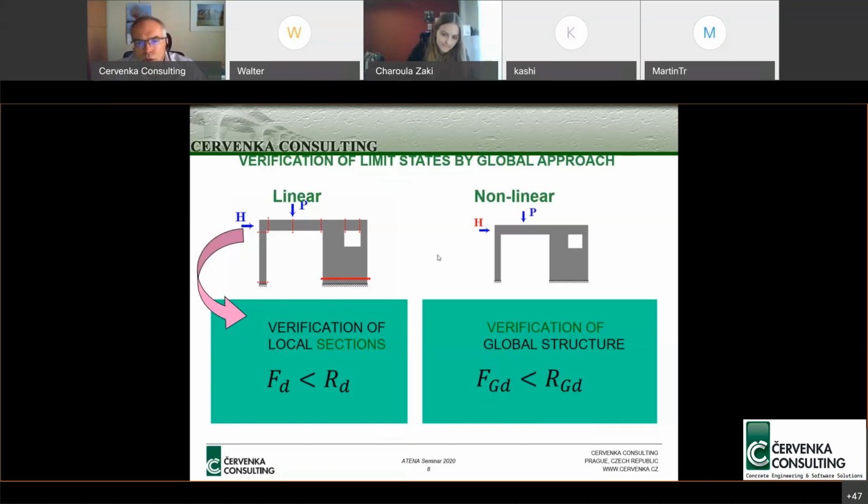Now, when we go to nonlinear analysis, we apply our loads and we keep increasing those loads up to failure. And then we check whether this failure load that we calculate, RGD, the global design strength of our structure, should be bigger, of course, than the design loads, FGD.